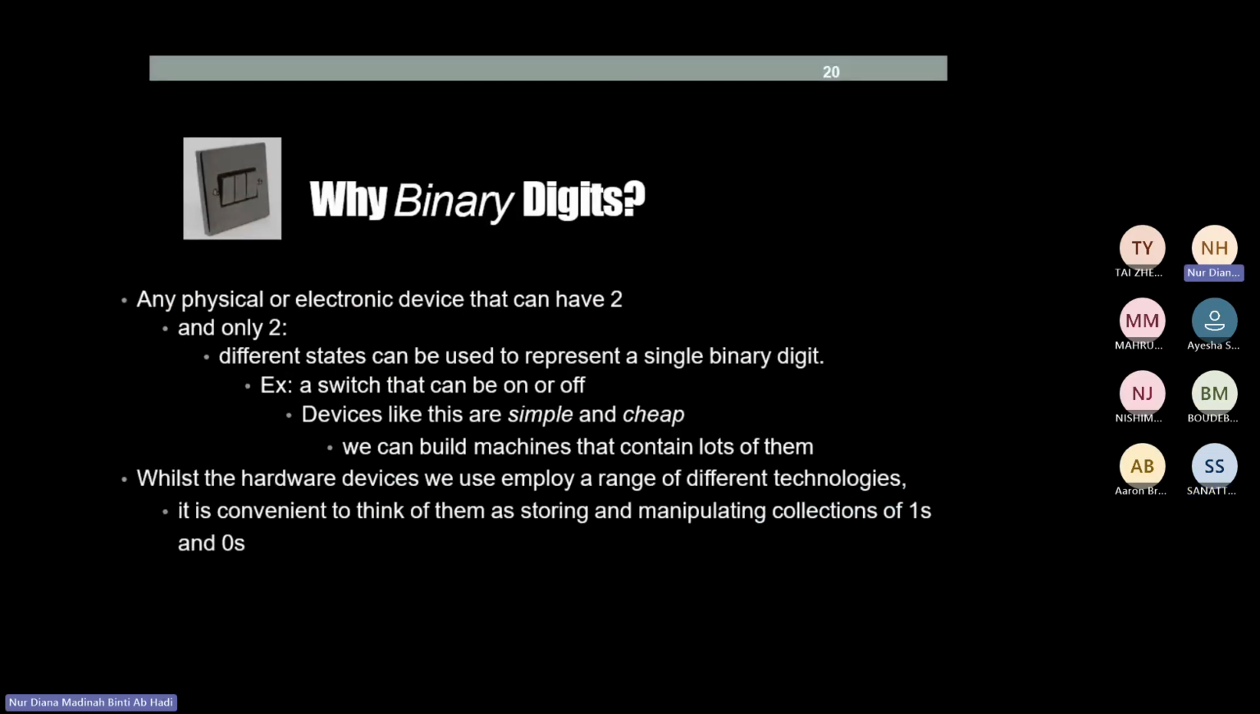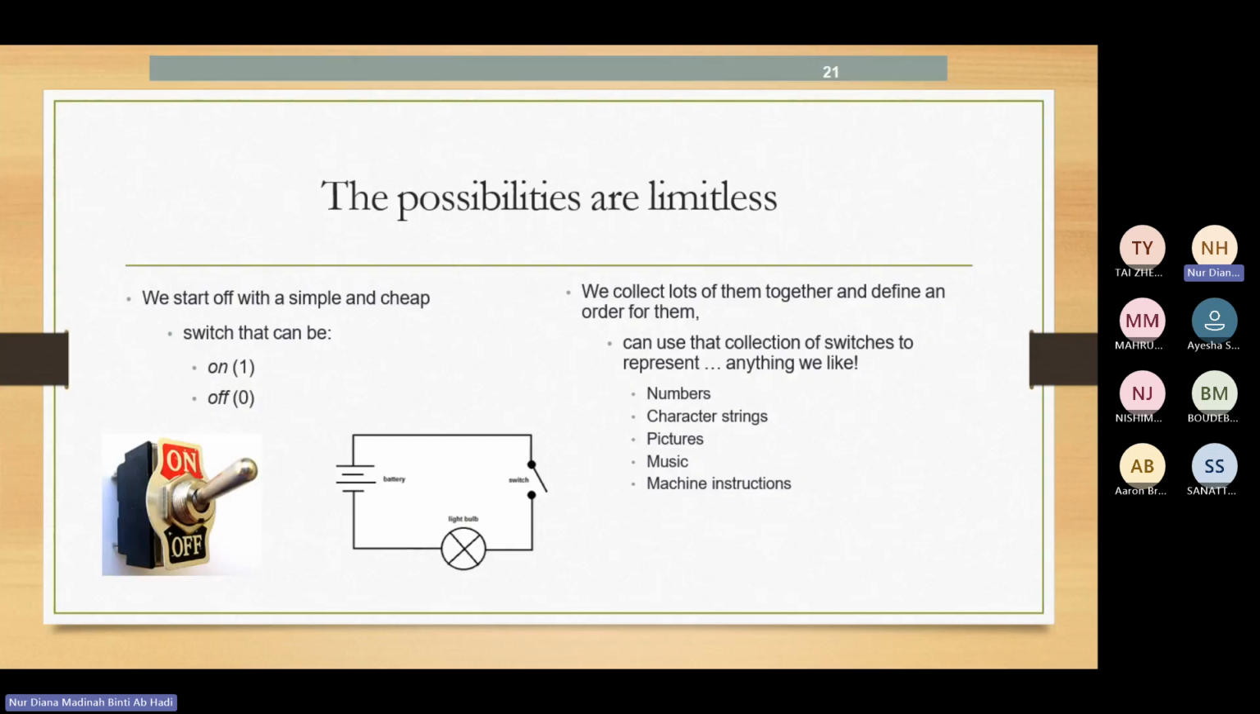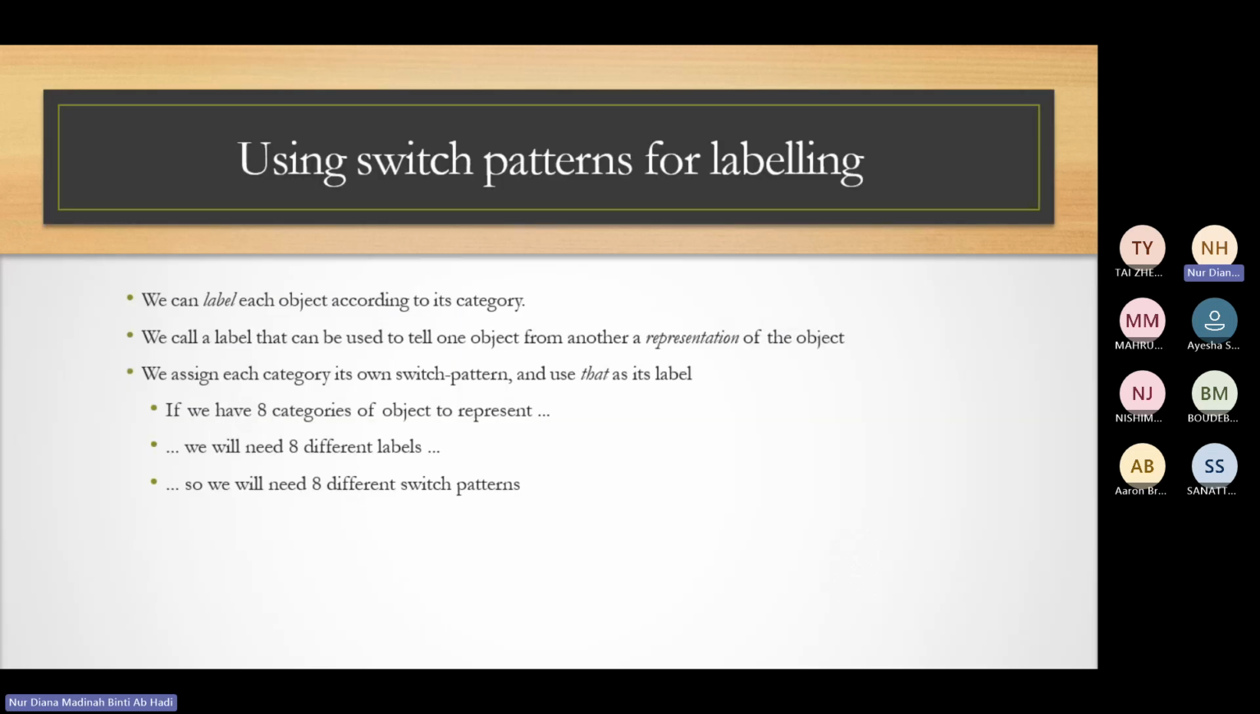Okay. So, as you can see, this is only a recap. Let's go for 2B, our numbering system. We start off with a simple and cheap switch that can be on and off, and we collect lots of them together and define an order for them. You can use that collection of switches to represent anything you like: a number, character string, pictures, machine instructions, music. Using the switch pattern for labeling, you can label your object.